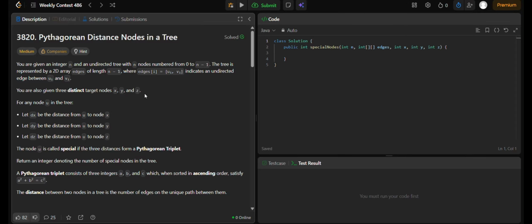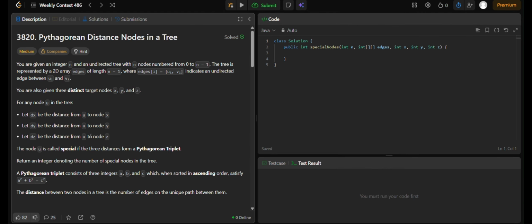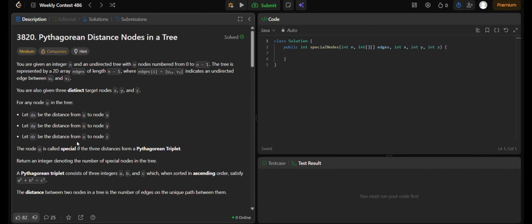So the problem here gives us an undirected tree. That undirected tree is given to us in the form of edges that are there in the tree. Also we are given 3 target nodes, and we have to find all the nodes in the tree whose distance from these 3 nodes results in a special condition, which is if A, B and C are the distances of that node from these target nodes, then those distances should form this condition, which is A square plus B square is equal to C square.